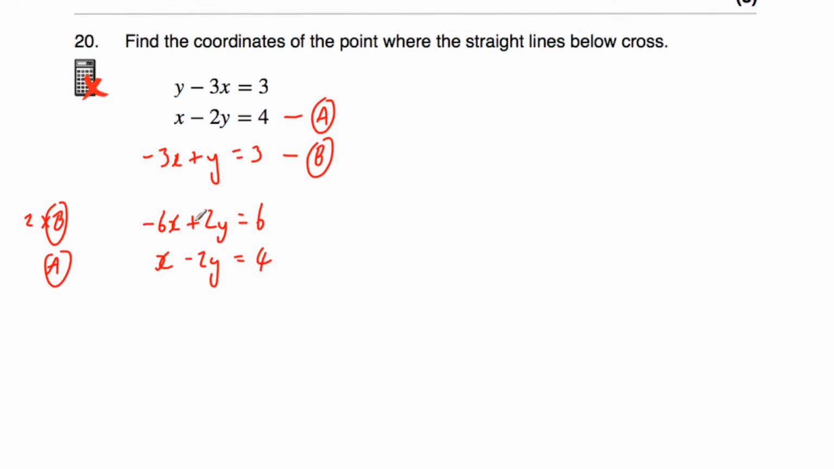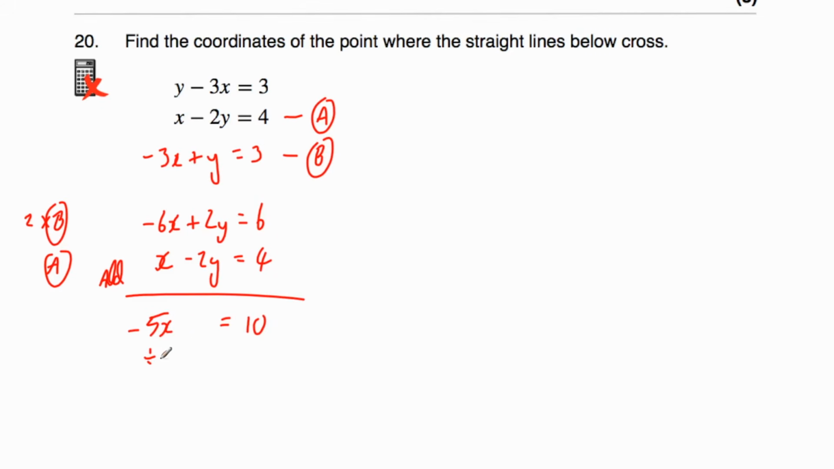So I've now got two equations, one with 2y and one with minus 2y. So we can then add them together, and that will cancel out the y's. So minus 6x plus x would be minus 5x. The 2y plus minus 2y, well, they add together to give you 0. And then we've got 6 plus 4, and 6 plus 4 is equal to 10. So we've got minus 5x equals 10.